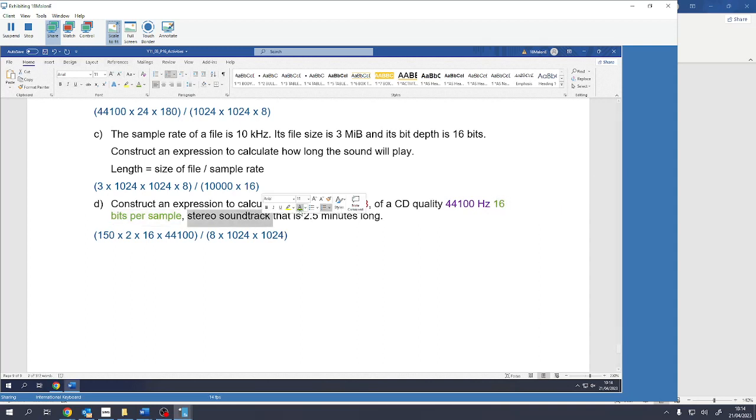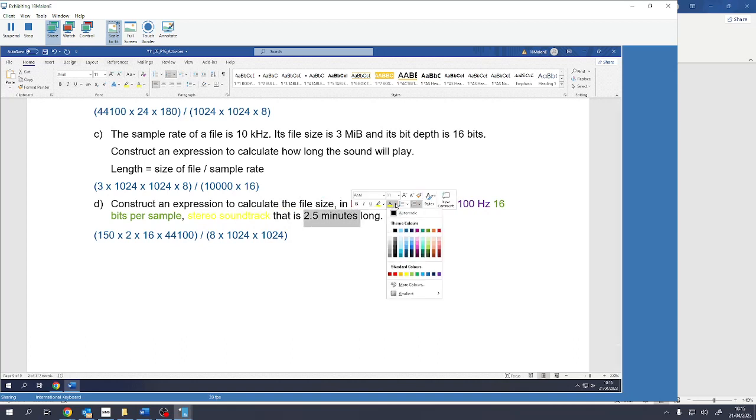Stereo soundtrack. We haven't had any in stereo yet, so let's make that, oh, I'm running out of colors. Yellow. Sorry, everybody. That is 2.5 minutes long. What one haven't I used yet? I don't think I've used purple, green, blue. Haven't used the blue, have I? There we go. Right. So 150, that's presumably 2.5 minutes. So 60 times 2.5 is 150. Yeah, I agree with that.